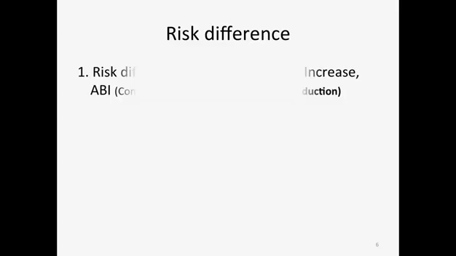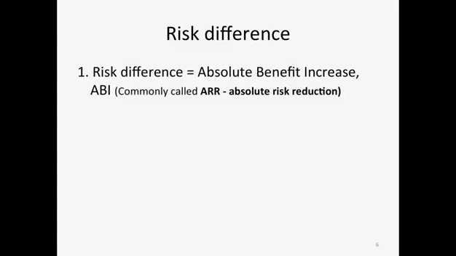Now, we have two risk values, EER and CER. We can now calculate the risk difference. Risk difference is also known as absolute benefit increase, ABI, because it is the same to say risk reduction or benefit increase. The term ABI or the term ARR, which stands for absolute risk reduction, are more commonly used than the term risk difference. ARR is given by the difference between CER and EER.